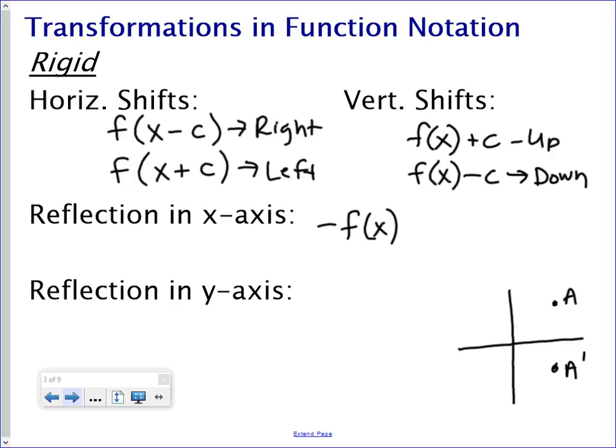And a reflection in the y-axis, if we go back to this original point A, we'd reflect it over the y-axis. I've got a new point A prime. We can see this time I've changed the direction of my x, so I'm going the opposite x. I want to have the same y value, so this is where I put the negative inside with x.